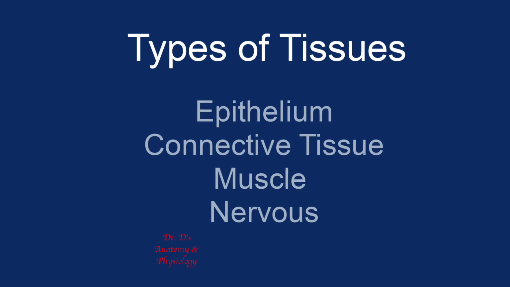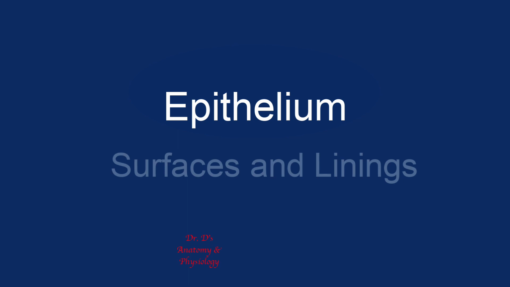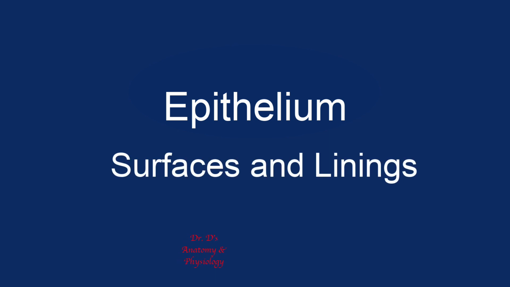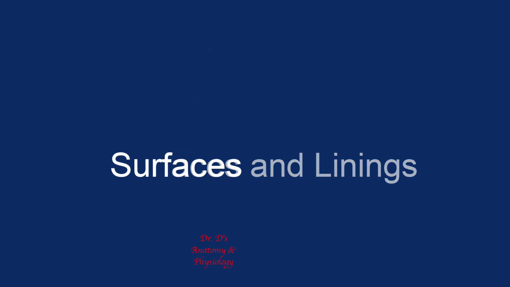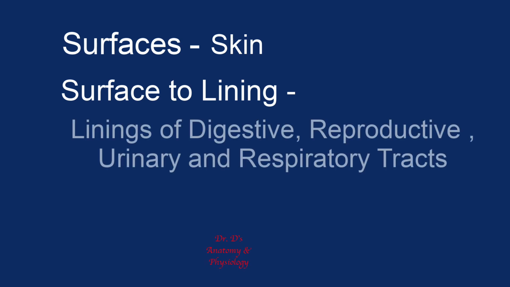We can place tissues into four major categories: epithelium, connective tissue, muscle, and nervous tissues. Epithelium is the tissue that forms all the surfaces and linings of the body. The skin is the most notable surface. But surfaces turn into linings when they enter the body as the linings of the digestive, reproductive, urinary, and respiratory tracts.